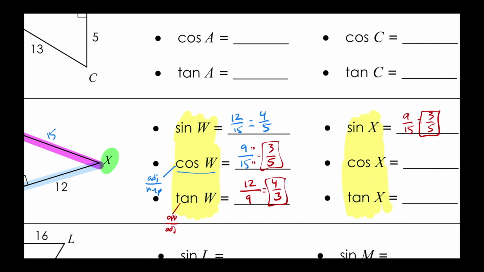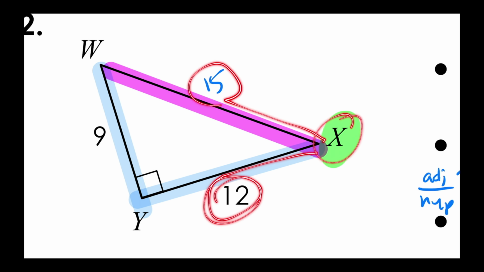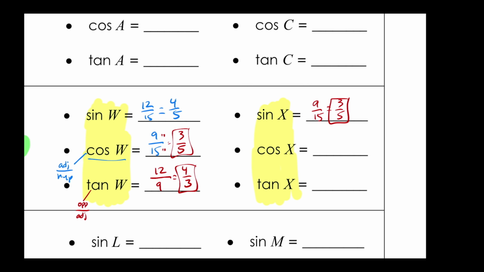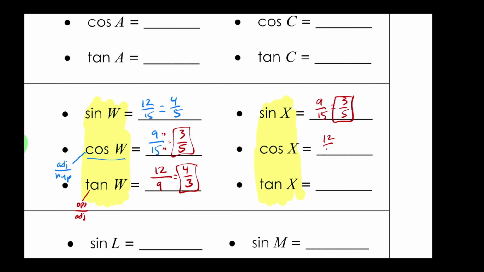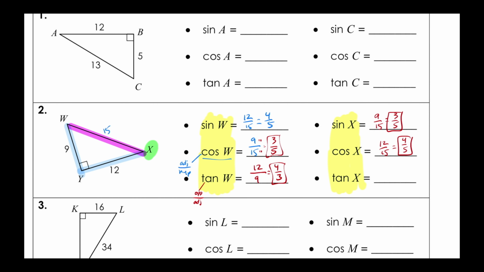Okay. Cosine of X. If I'm at X, cosine says adjacent over hypotenuse. So adjacent is 12, hypotenuse is 15. So my cosine of X is 12 over 15, which if I divide by 3, I will get 4 over 5. Okay, so now we're finding sine, cosine, and tangent, but now our angle of focus is on X. Now it's the sine of X, cosine of X, tangent of X.